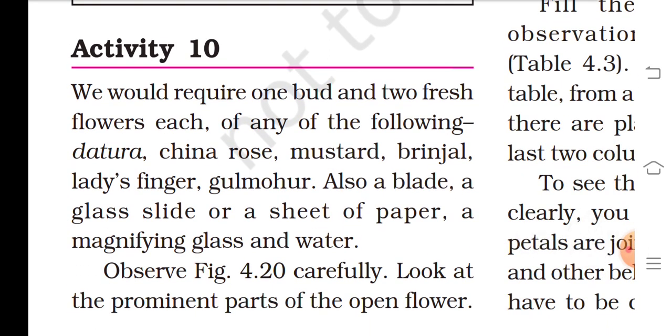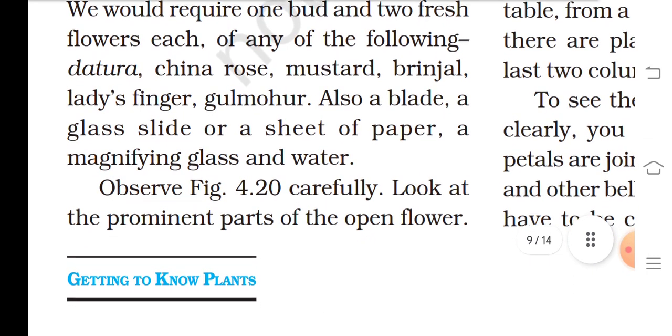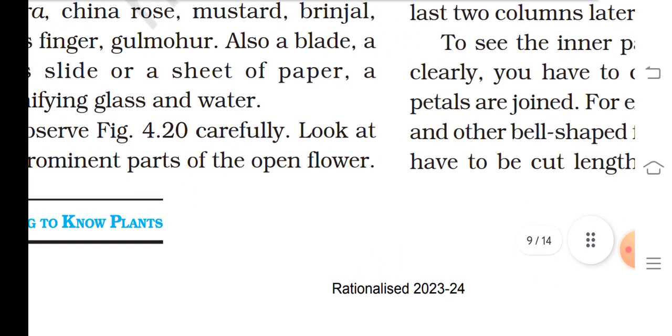Activity 10. We would require one bud and two fresh flowers, each of any of the following: dhatura, china rose, mustard, brinjal, ladyfinger, gulmohar. Also a blade, a glass slide or sheet of paper, a magnifying glass and water. Observe 4.20. Carefully look at the prominent parts of the open flower.